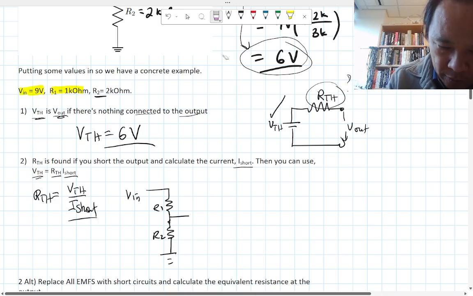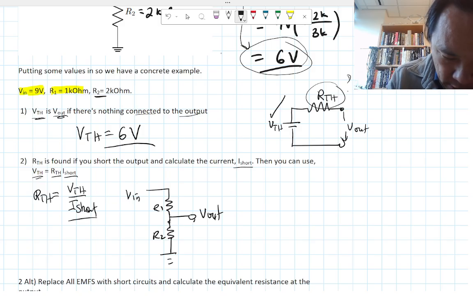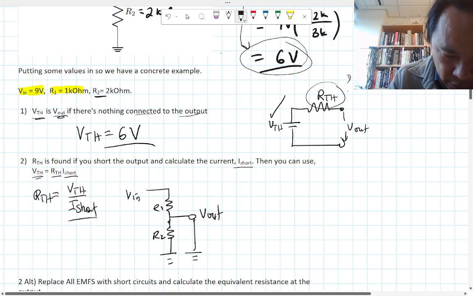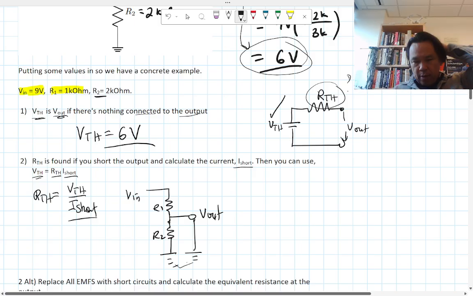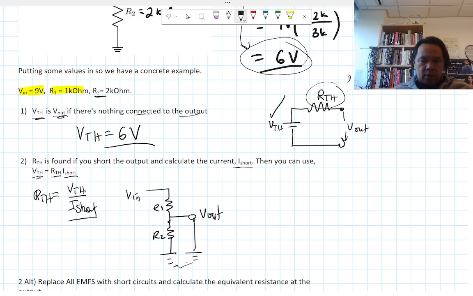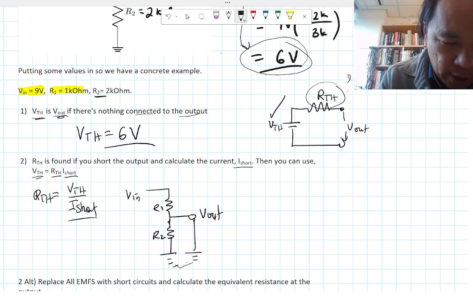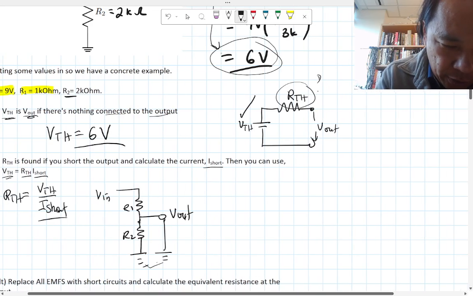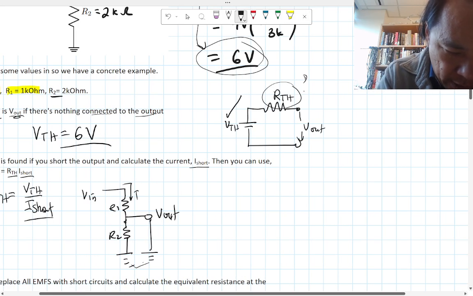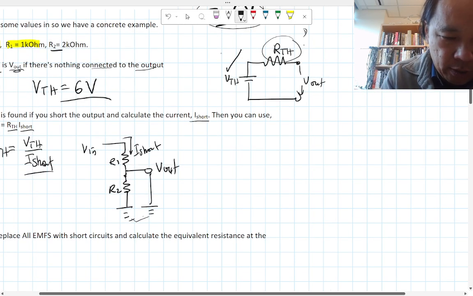I short means you basically connect the output to ground. In this case, you can just connect it like this, or another way to draw that is to have another ground here. These two grounds are basically connected to each other. So what does this do? Because we want to calculate I short circuit. How much current I short flows through the circuit now that it's shorted to ground.